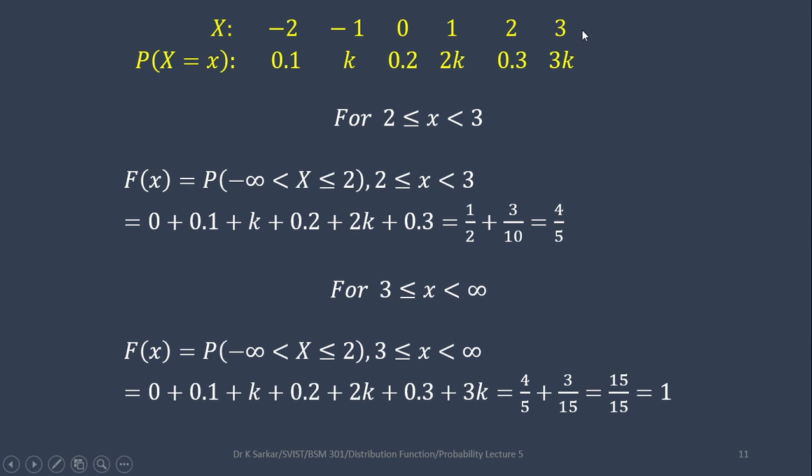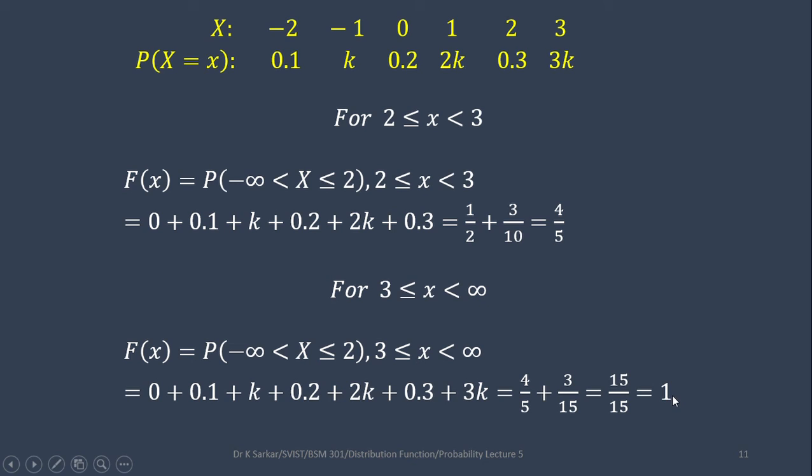And the last interval is 3 to infinity, where the right side is the open interval and the left side is the closed interval, that is x greater than or equal to 3. So less than infinity means you have to take 3 only. So up to 3, 3k is added. The previous one was 4 by 5 plus 3k, 3 by 15, so it is 15 by 15, that is 1. So for the last interval you must get 1.